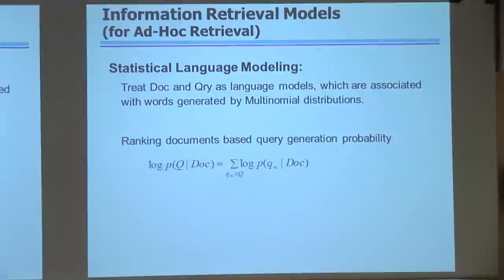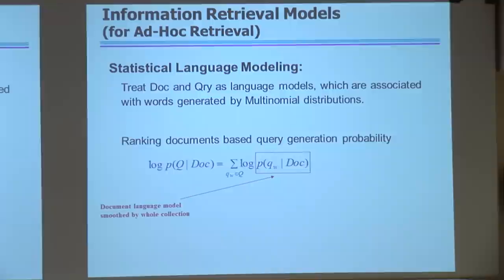So therefore, given each word or each query term, we will be able to generate this word or query term from this multinomial distribution. So the approach is we first learn this multinomial distribution for each document, and then we calculate the generation probability of the user query given the language models of all those documents, and then we retrieve the document that is associated with the highest generation probability. So the idea is very simple.